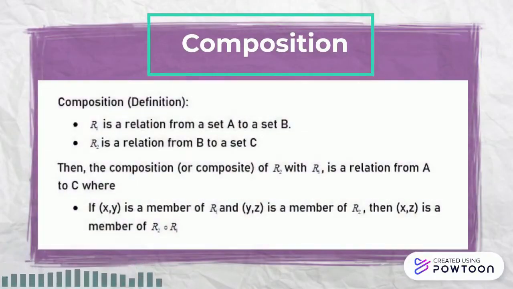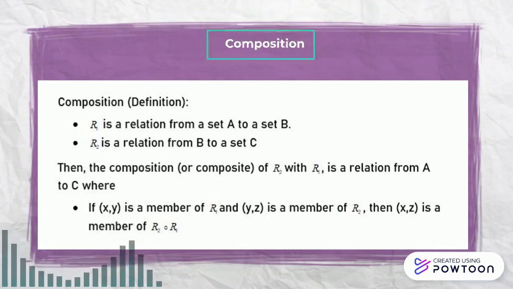Composition is defined as follows. R1 is a relation from set A to set B and R2 is a relation from B to set C. Then the composition of R2 with R1 is a relation from A to C.